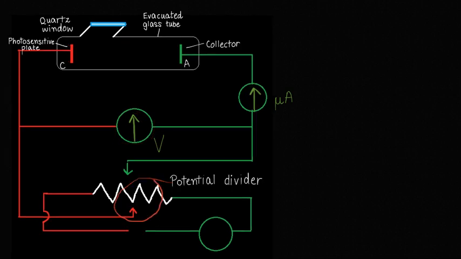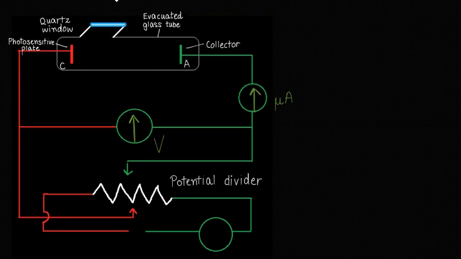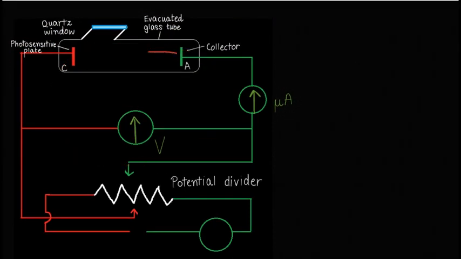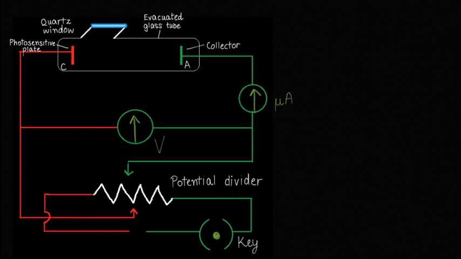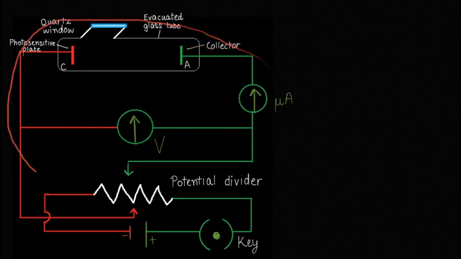And then here you have a potential divider which controls the potential applied to this whole circuit. Okay, and then you have a key here, and finally here you have a battery. From this battery you apply a potential to this potential divider which gives the potential to all these components out here. The applied potential is being measured by this voltmeter.